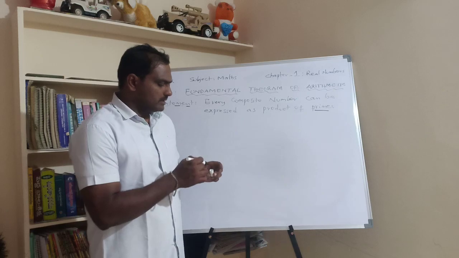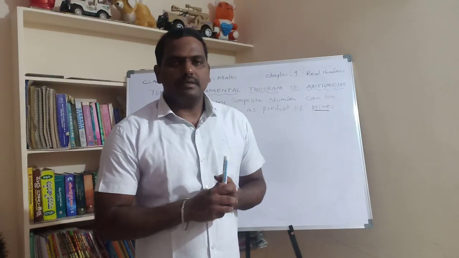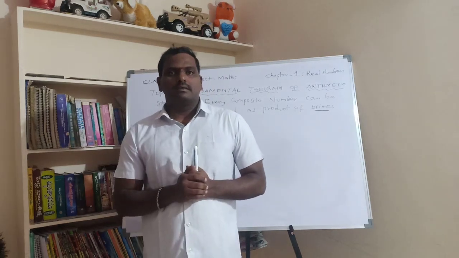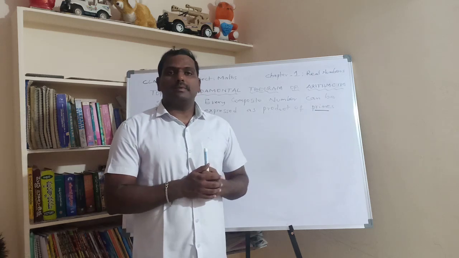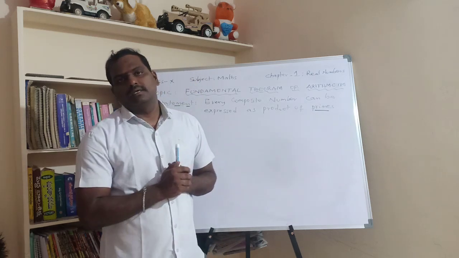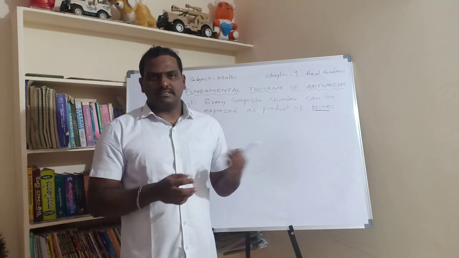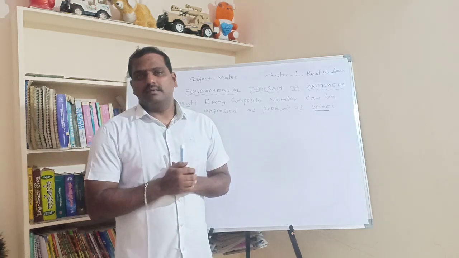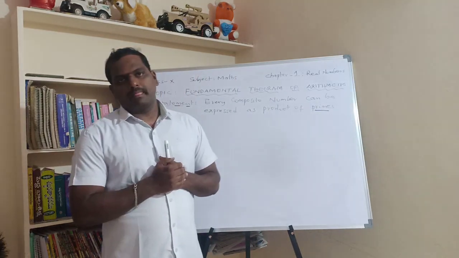Every composite number. So we have to recall the definition of a composite number. What is a composite number? Any number which has more than 2 factors is called a composite number. And prime numbers are those which have only 2 factors. The prime numbers below 10 are 2, 3, 5, 7. Below 20: 11, 13, 17, 19, and so on. Numbers which are not primes are all composite numbers.